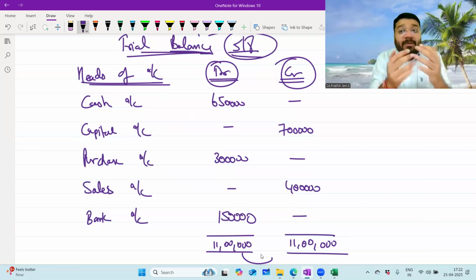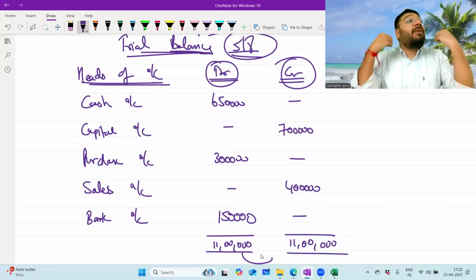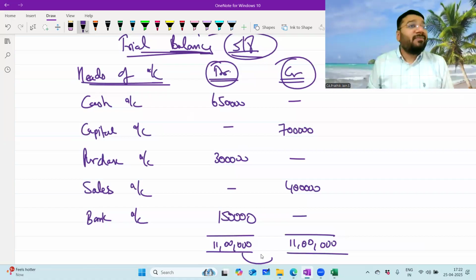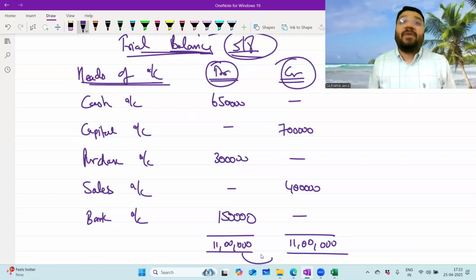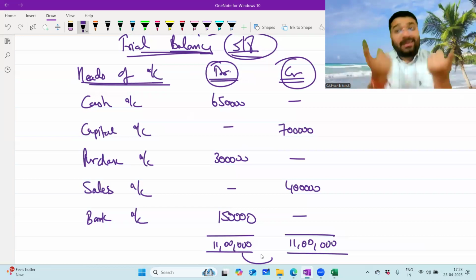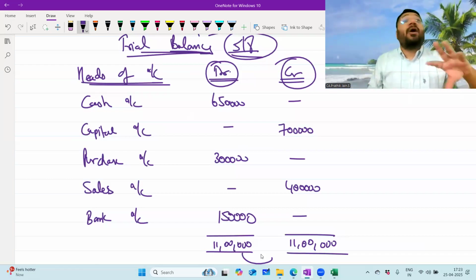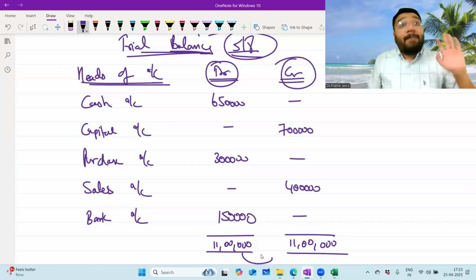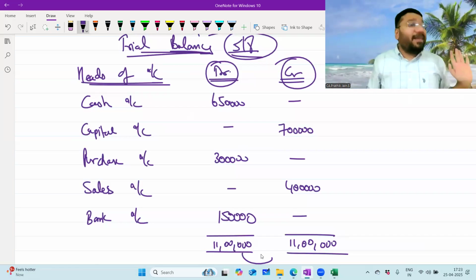I'm not telling you that once you prepare a trial balance, if the totals of both sides are tallying, your accounts are 100% correct. We are not saying that. We can still make errors, double-sided errors, which we'll study in the topic called rectification of errors. At that time I'll tell you how you can make a mistake in such a way that both sides still get tallied. So that error can be identified only by the auditing or checking process. But if you make any error which is a one-sided error, the trial balance will highlight that one-sided error.